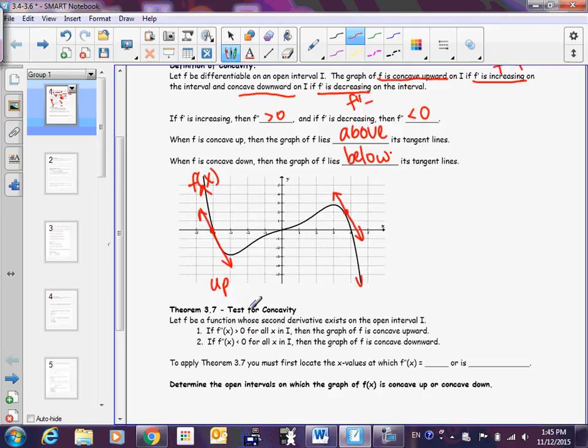Theorem 3.7 is really just a test for concavity. If you have a function where the second derivative exists, if f double prime is positive, then the graph is concave up. And I want you to go ahead and draw a picture of concave up and concave down. Concave up is like a cup. Think of it, it could even hold water. Concave down is like a frown. That's a nice way to remember it, although I think the words up and down are pretty descriptive in and of themselves.